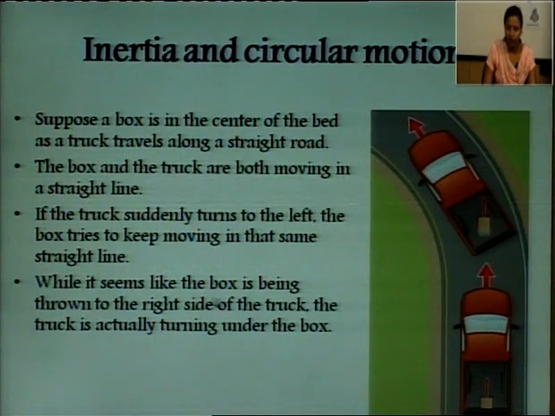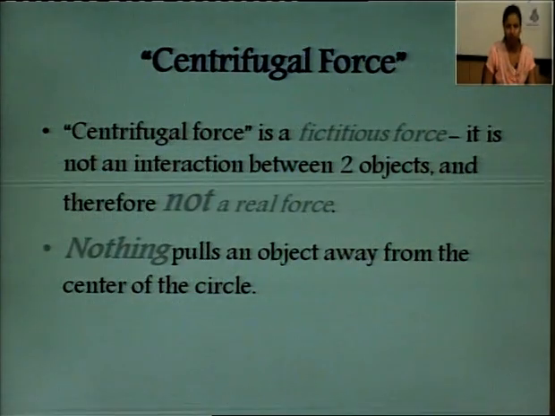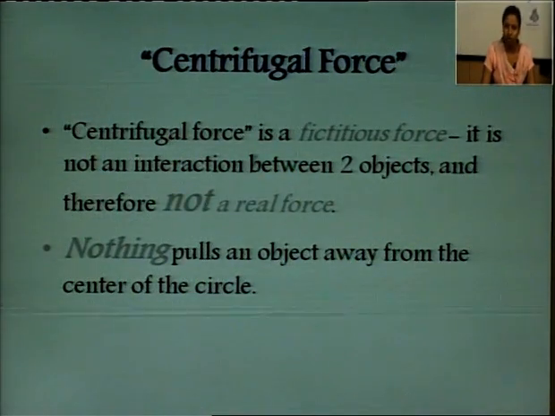While it seems like the box is being thrown to the right side, the truck is actually turning under the box. The centripetal force is in this direction, but the centrifugal is in the opposite direction. So the truck feels centripetal force and this box feels centrifugal force, which is away from the circle. Centrifugal force is a fictitious force. It is not an interaction between two objects. It is not a real force.